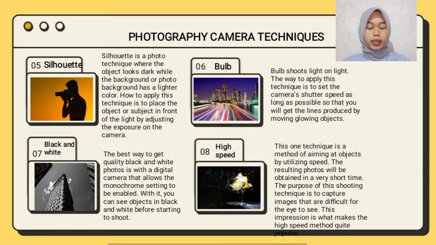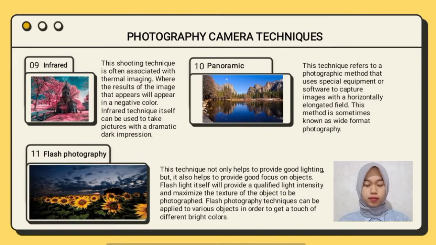And number 8, high speed technique. This technique is a method of aiming at an object by utilizing speed. The resulting photos will be obtained in a very short time. The purpose of this shooting technique is to capture images that are difficult for the eyes to see. This impression is what makes the high-speed method quite popular.